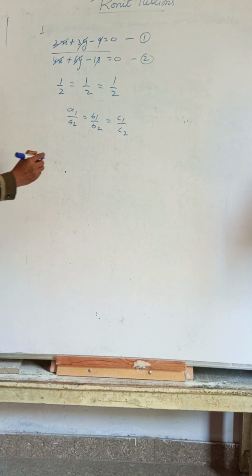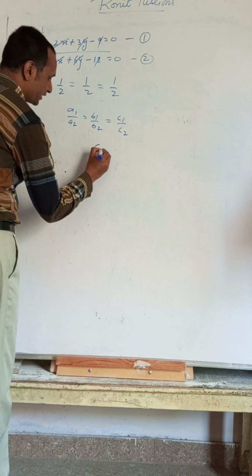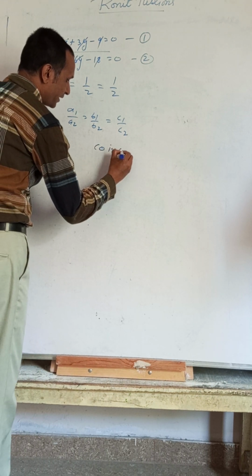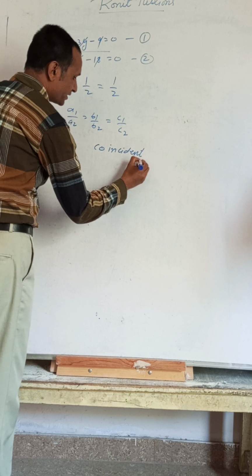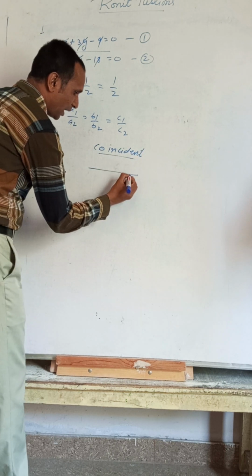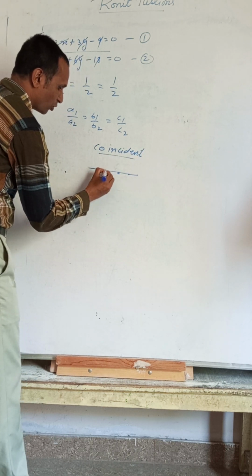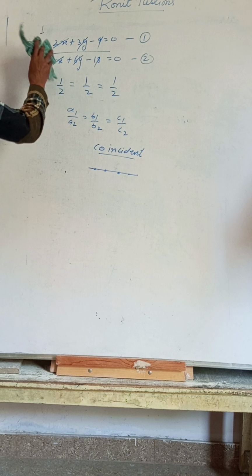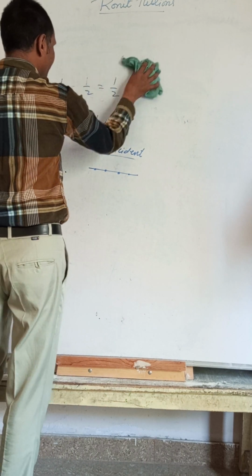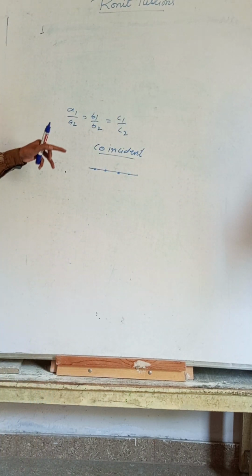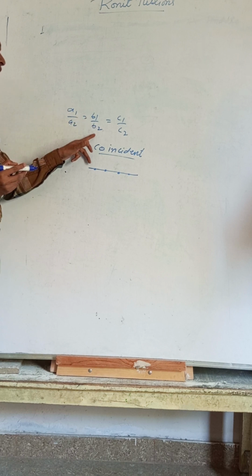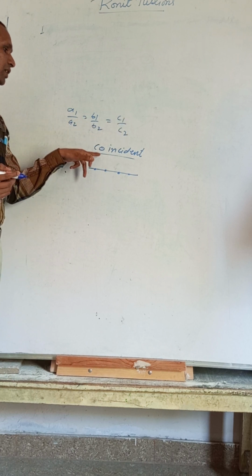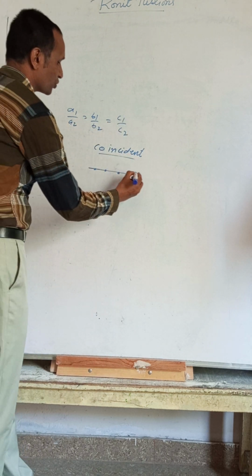One line will come upon another line. Coincident lines means one line is there and another line lies exactly on it, the same line. It shows that there are many solutions. There are three conditions. Which are the three conditions? First condition: A1 by A2 is equal to B1 by B2 is equal to C1 by C2. The lines are coincident, with many solutions.